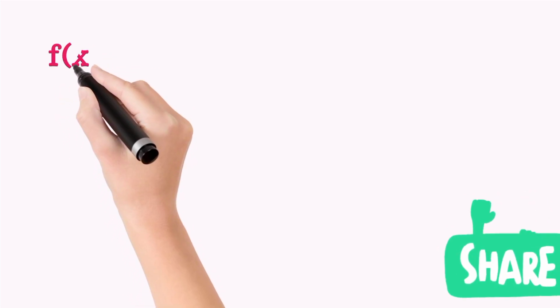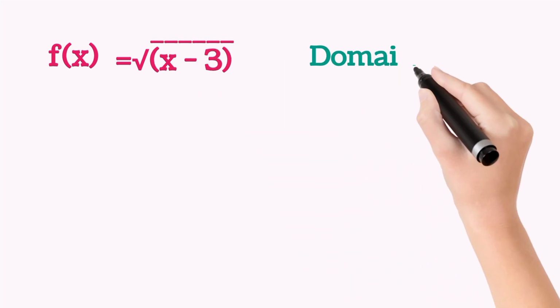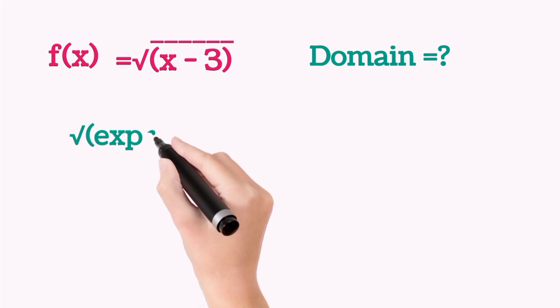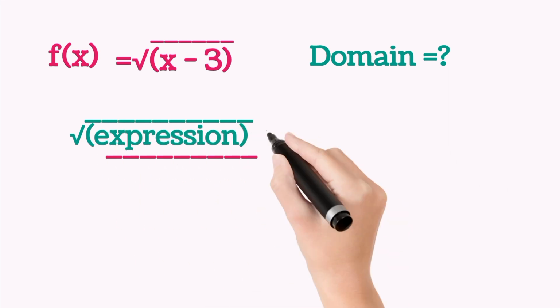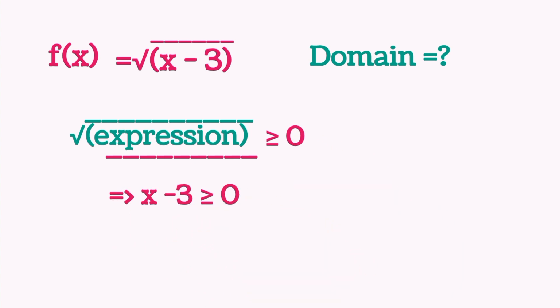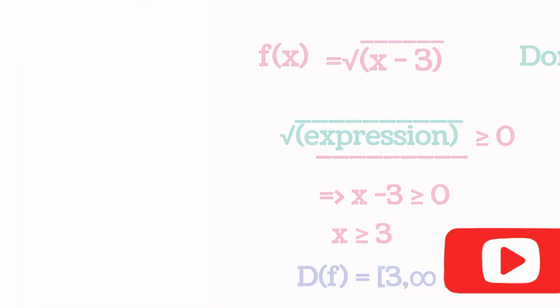Now the second question is, f(x) is equal to square root of x minus 3. Find the domain of this function. So as we know, if we have an expression in the square root, then this expression should always be greater than or equal to 0. So x minus 3 should be greater than or equal to 0, or x should be greater than or equal to 3. So the domain of the function will be [3, infinity), with 3 included.